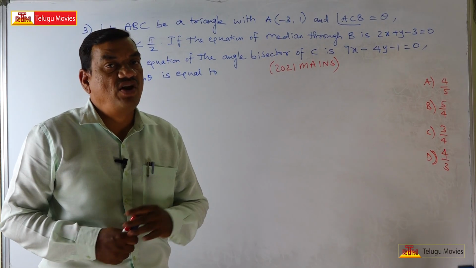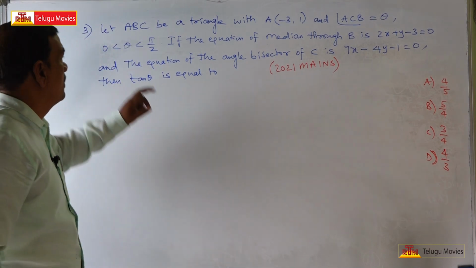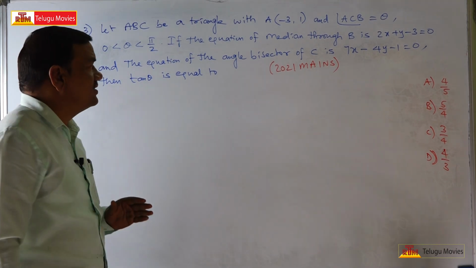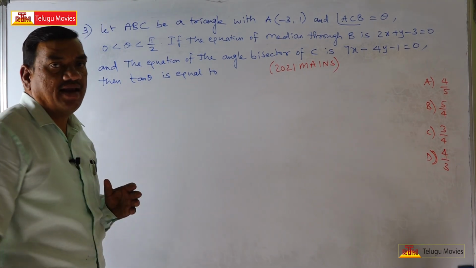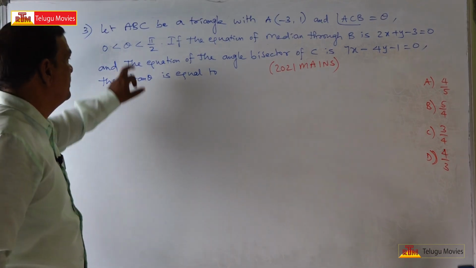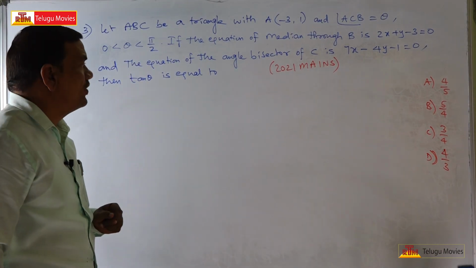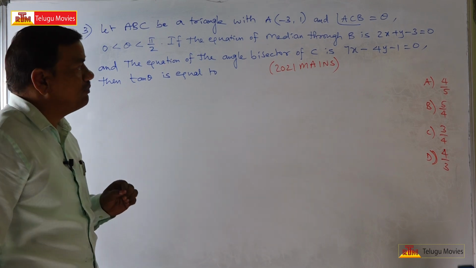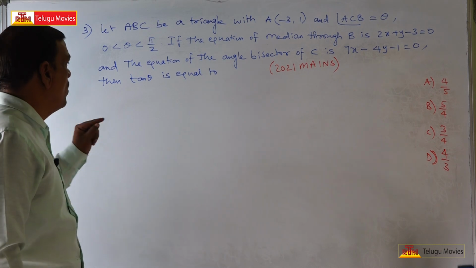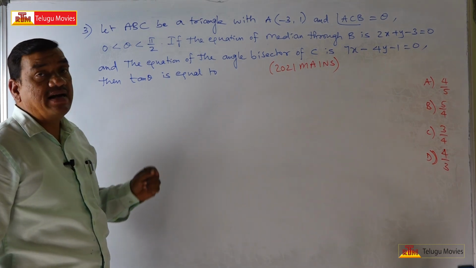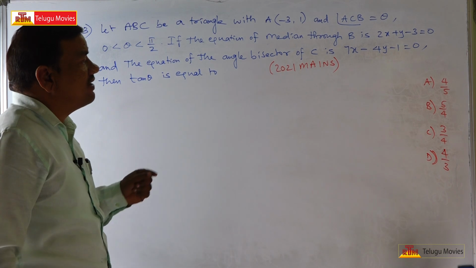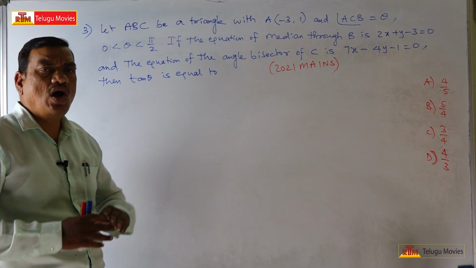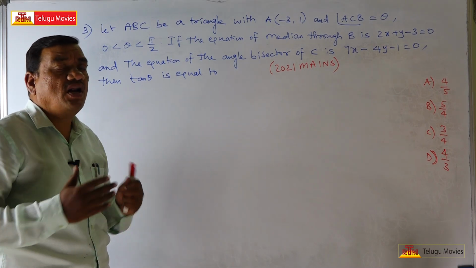Dear students, welcome to third problem. Let ABC be a triangle with the vertex A minus 3 comma 1 and angle ACB is equal to theta, and theta lies between 0 to pi by 2, that is acute angle. If the equation of the median through B is 2x plus y minus 3 is equal to 0, and the equation of the angle bisector of C is 7x minus 4y minus 1 is equal to 0, then tan theta is equal to. On the whole, it is a problem related to triangle.